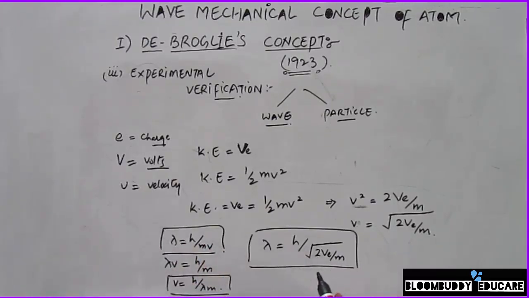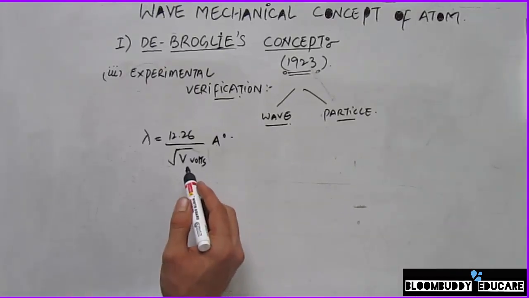Now in this equation, if I put the values of Max Planck's constant and the other values like mass of electron, the charge of electron and the velocity, this equation becomes lambda is equal to 12.26 divided by under root capital V, where V is in volts, and this equation gives us the wavelength in angstroms. So I can basically use this equation to calculate the wavelength.